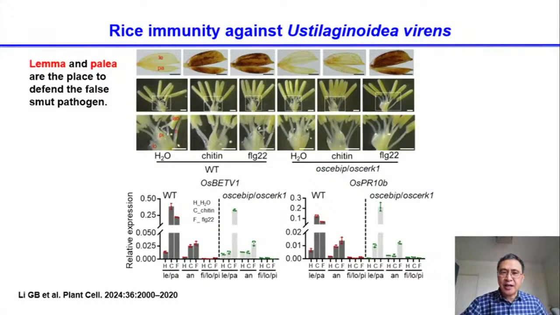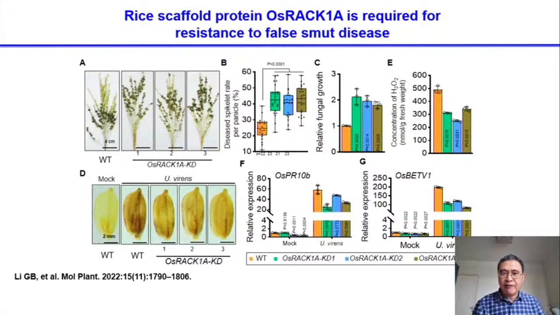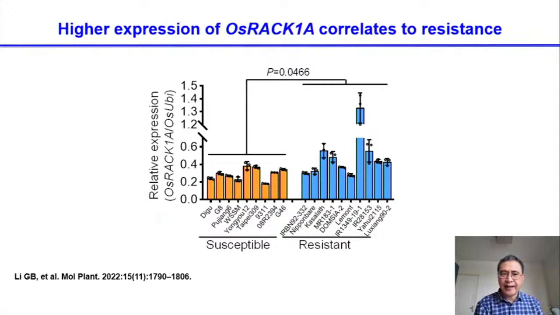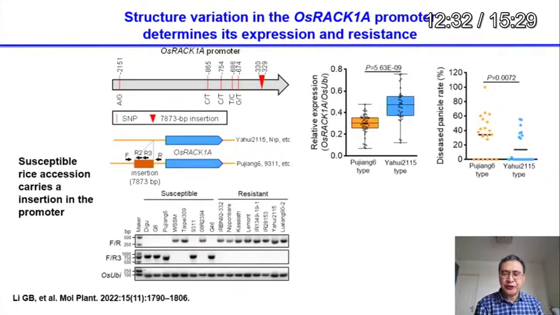and raised immunity against this pathogen mainly occurs at the lemma and part of the palea, and the defense-related genes are also induced only in the lemma and palea. We found the application in Molecular Plant for detail, and we found that higher expression of this gene correlates with resistance. So all the resistant lines show a higher expression of this gene compared to lower expression of this gene. So the higher expression and a higher resistance, but lower expression and lower disease resistance because of the insertion.